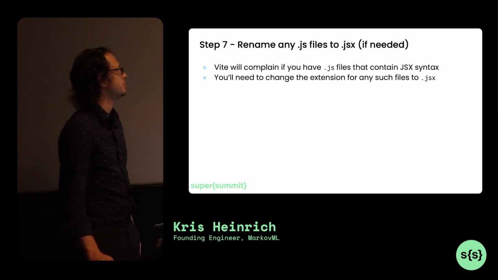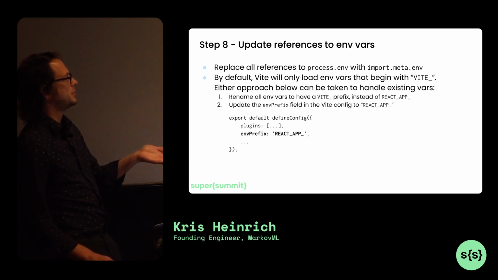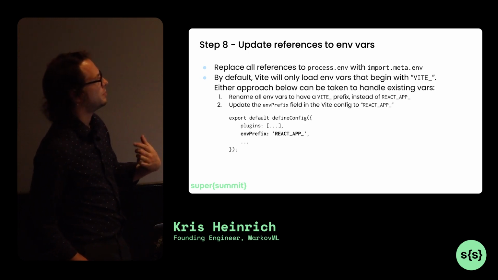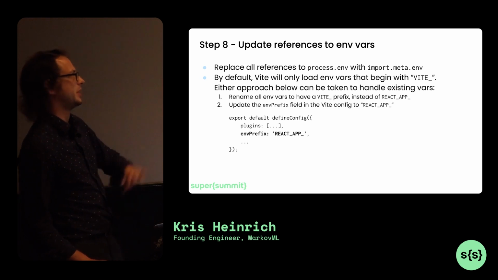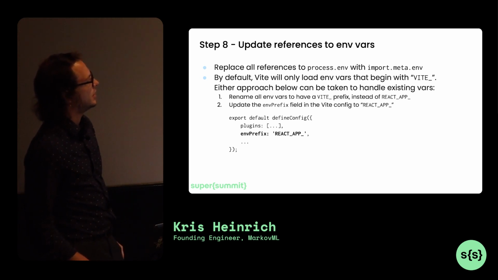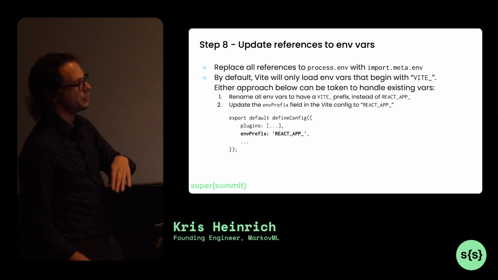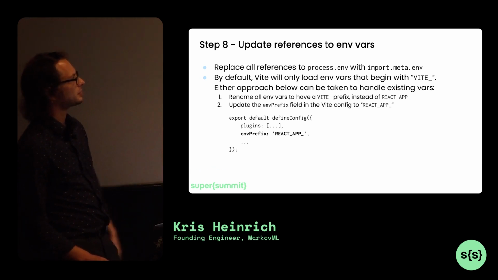And then getting back to env vars, instead of process.env like Create React App uses, Vite will instead read from import.meta.env. So you can literally do a find and replace across your code base. Vite also has a different convention for the prefix that it uses. With Create React App, every environment variable needs to be prefixed with REACT_APP. With Vite, it's VITE_.